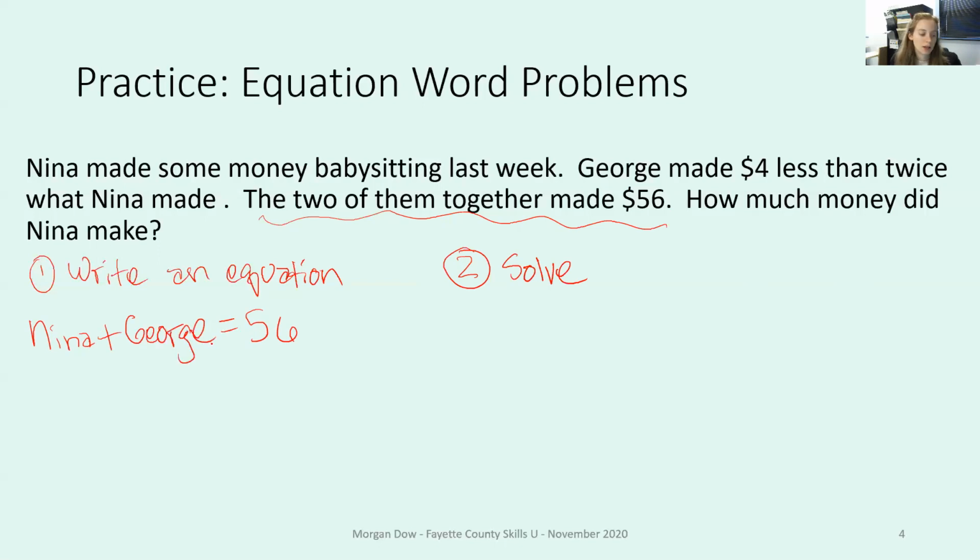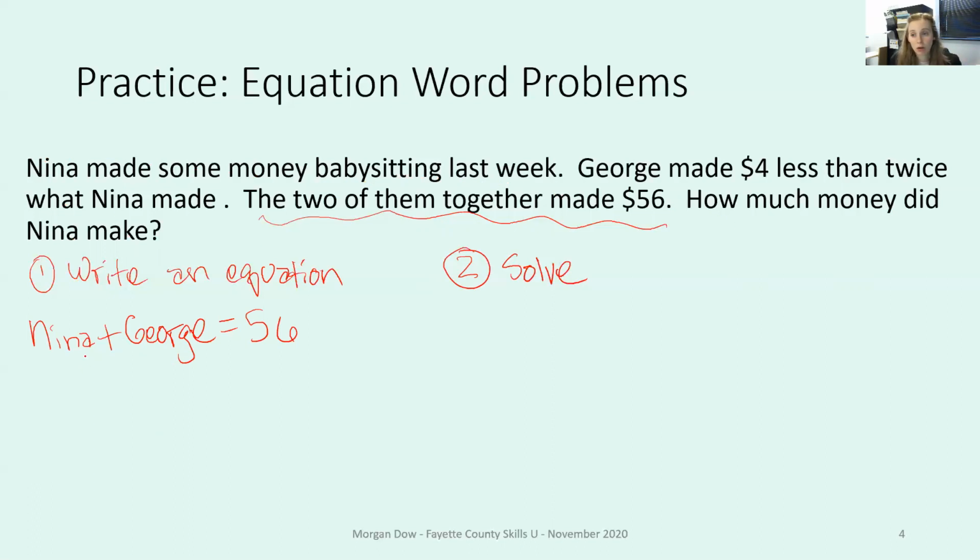So I often really like to start setting up my equations this way where I don't worry too much about the algebra at first. I just kind of set up an outline of my total amount on one side and then like what is going into that total on the other side. Not all problems involve totals like this, but many of them do, so you want to be on the lookout for it. Okay, so now let's think about what we're going to replace where Nina and George are. So it says Nina made some money babysitting last week. And then our question says, how much money did Nina make?